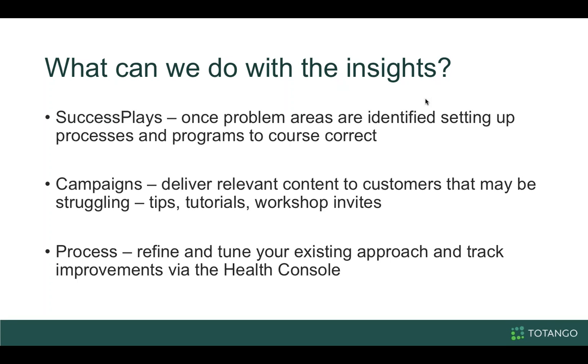So once you have the problem identified, you can set up processes and programs to, of course, correct. You can also do this with campaigns. So you can do this on a low-touch model. If you have volume accounts, you can set up some automation to deliver the right message to the right customer through the customer success campaigns in Tatango. And then again, you can refine your existing processes. So what do you need to change in your existing process in order to make things better?